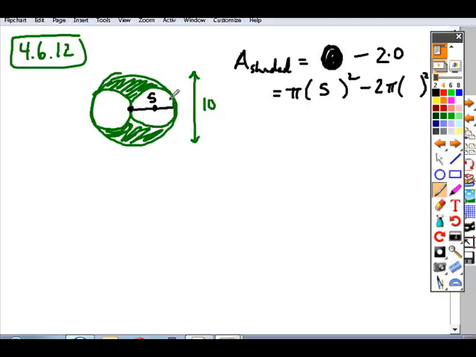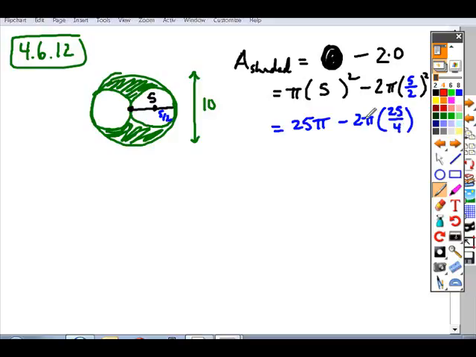Well, this time, the radius of the large circle is the diameter of the smaller circle, so that means that its radius is going to be 5/2. Now, notice, because the question asked me to leave it as an exact answer, I'm going to write this as a fraction rather than a decimal. So if I leave that as 5/2, I can now simplify. 5 squared is 25 pi. Here I get minus 2 times pi times, and if I square 5/2, I get 5 squared over 2 squared.